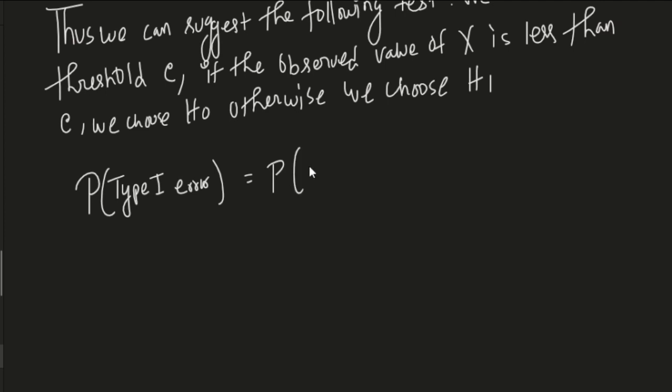Probability of type 1 error is basically reject h0. We made sure that the probability portion got into multiple random variables and stuff like that.